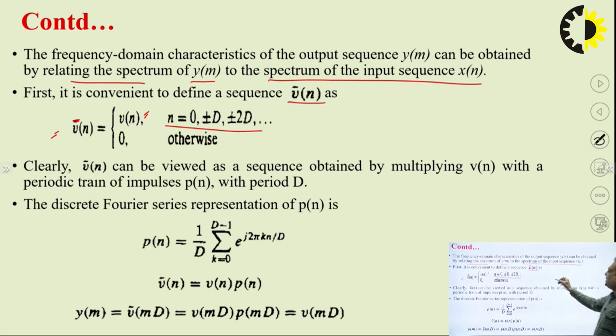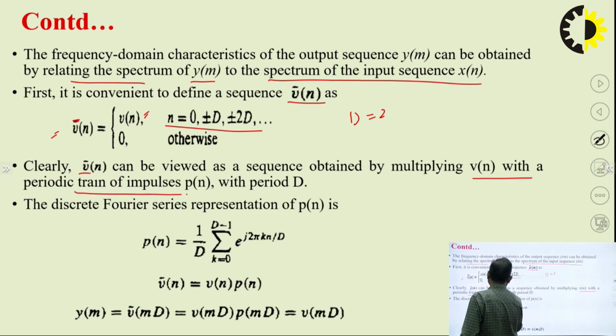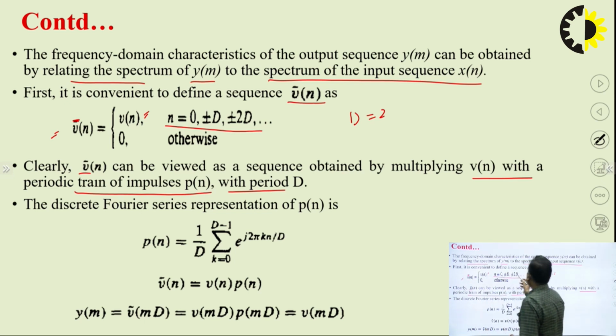Like if we are taking d equals 2, so we are taking the values of n as 0, plus or minus 2, plus or minus 4, like this. Okay. So clearly v cap n can be viewed as a sequence obtained by multiplying vn with a periodic train of impulses pn. Okay. So how can we obtain it?